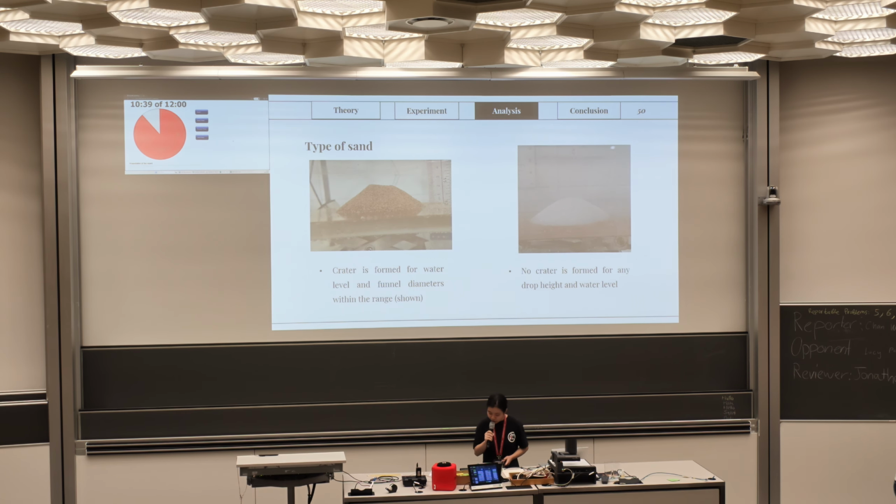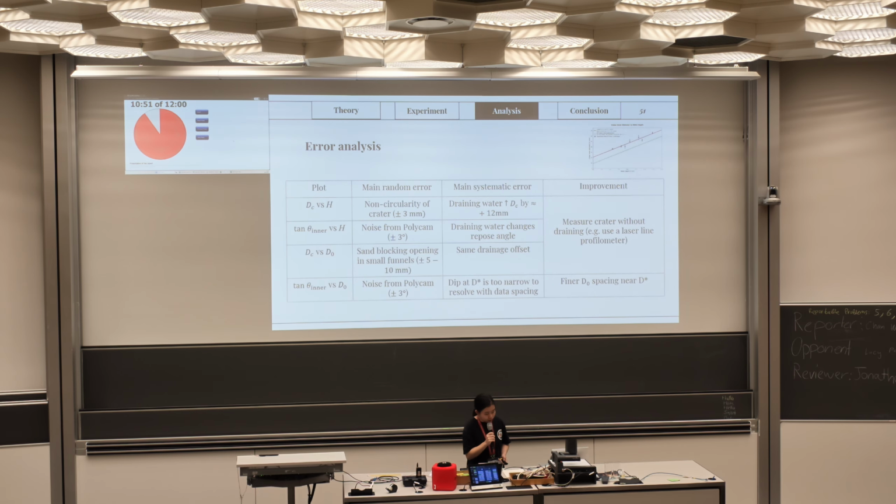We use 2 types of sand, and no crater can be formed for the coarser sand of grain size 6 to 8 mm. It is because the larger grains have higher settling velocity and the no-suspension criterion fails.